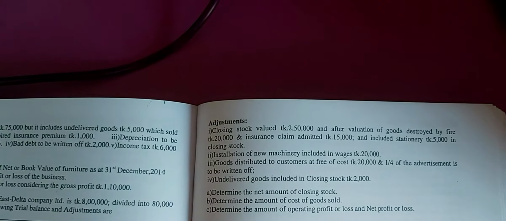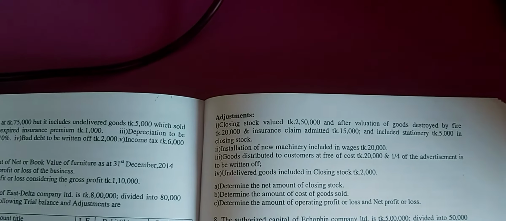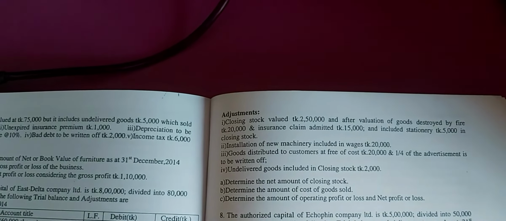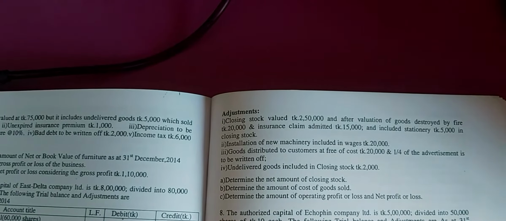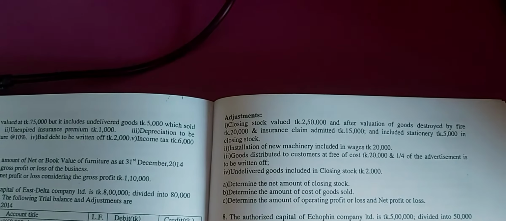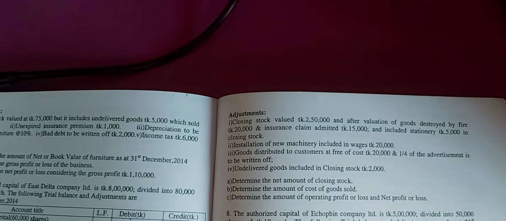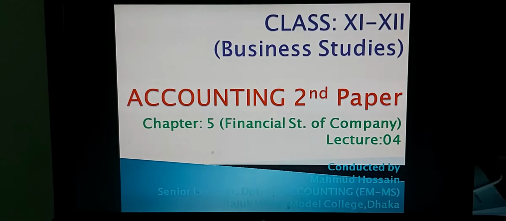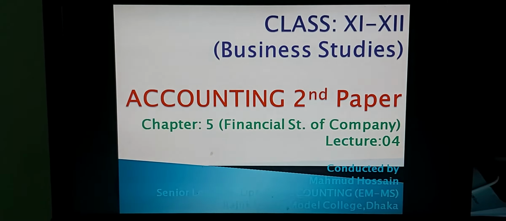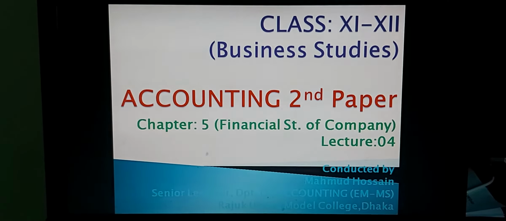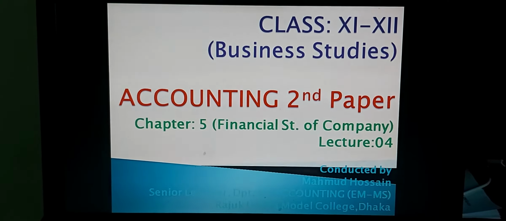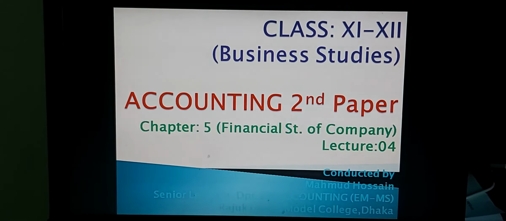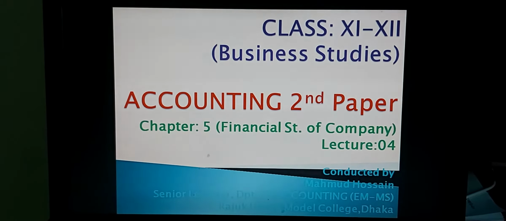Now from this trial balance and adjustment you have to do the requirements. Requirement A, determine the net amount of closing stock. Requirement B, determine the amount of cost of goods sold. Requirement C, determine the amount of operating profit or loss and net profit or loss. Dear learners, now you can take your accounting copy for solving this creative question. This is exercise number 7, requirements A, B and C.